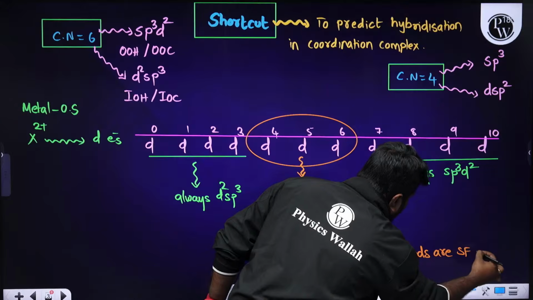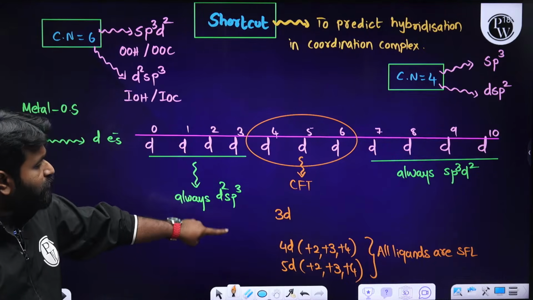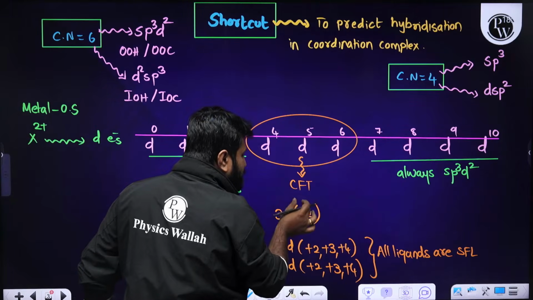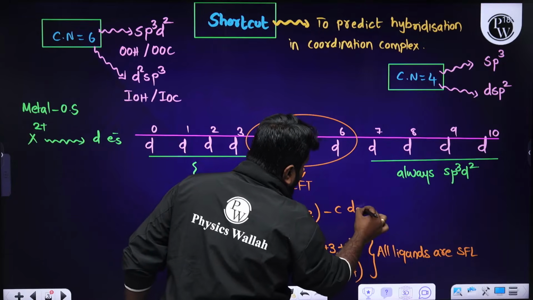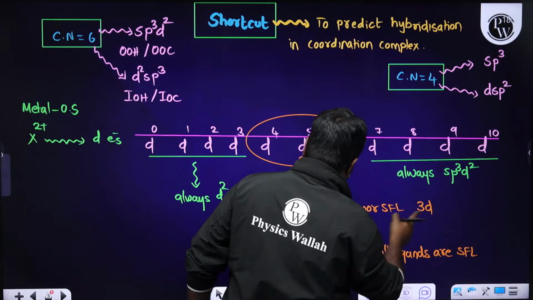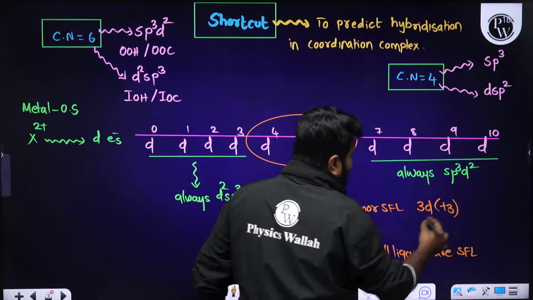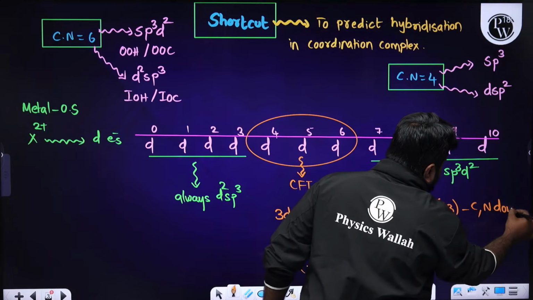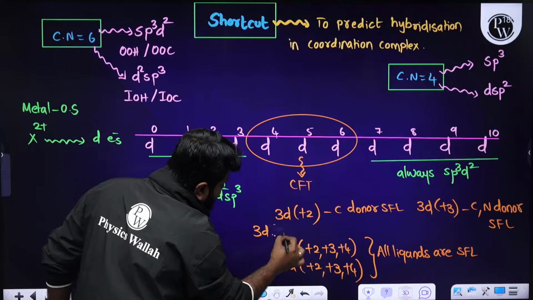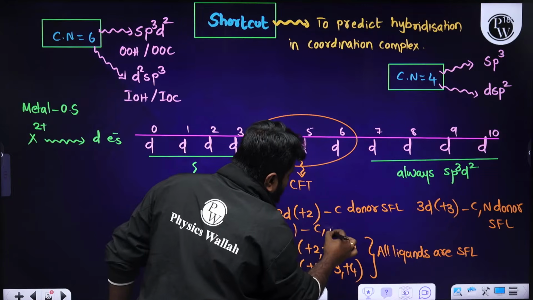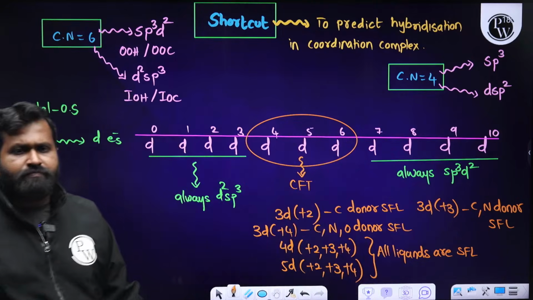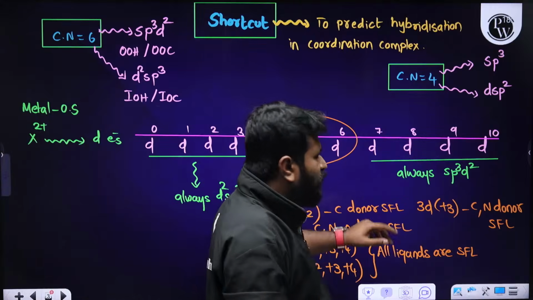If it is a 3d series element existing in +2 oxidation state, then only carbon donor ligand is strong field. If the same 3d series metal exists in +3 oxidation state, carbon and nitrogen donors are strong field. If the same 3d series metal exists in +4 state, carbon, nitrogen and oxygen donors are strong field ligands. Everybody is getting the idea? Now the question will come.